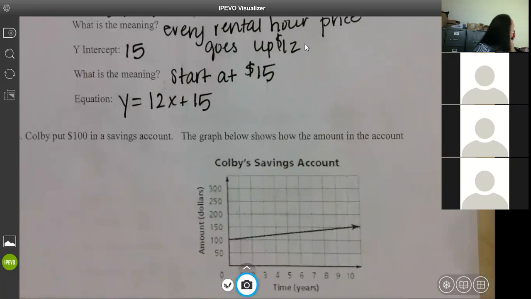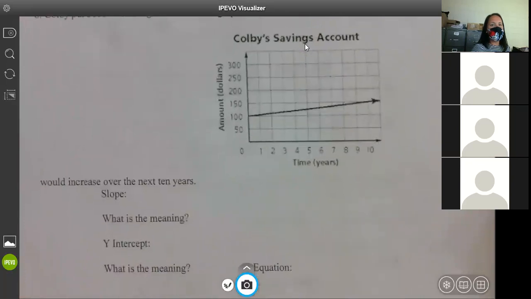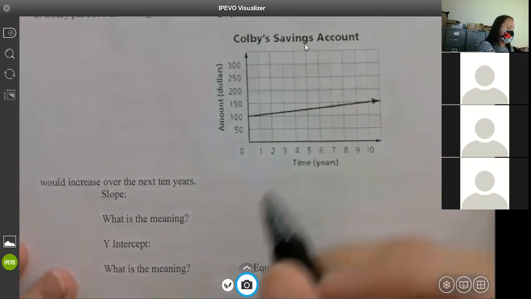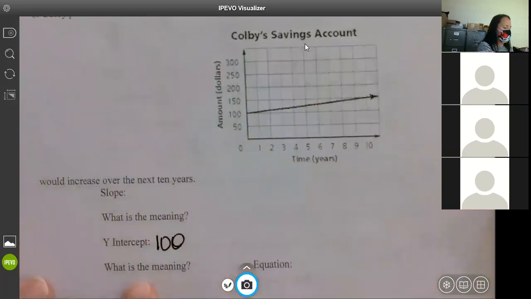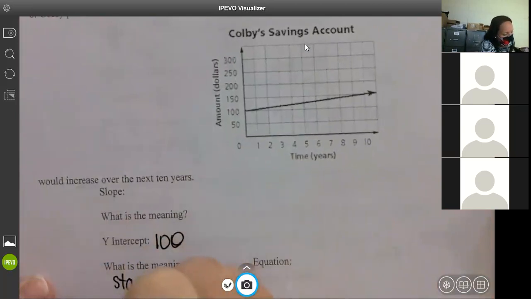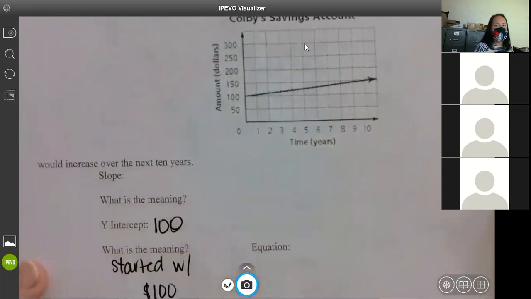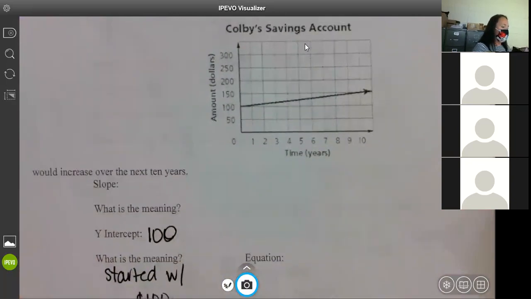Okay, last one. Yeah, we're gonna be in good shape. Colby put $100 in a savings account. The graph below shows the amount in the account. So it just keeps going up because it earns interest. And this is how it would increase over the next 10 years. So the first thing we can pick out really easy is what's our y-intercept? Where do we start? 100. What's the meaning of that? That's what you started out with. How much money you started out with. Started with $100. Perfect.